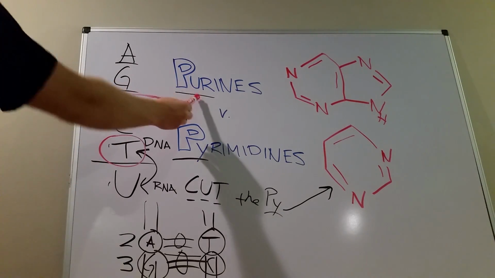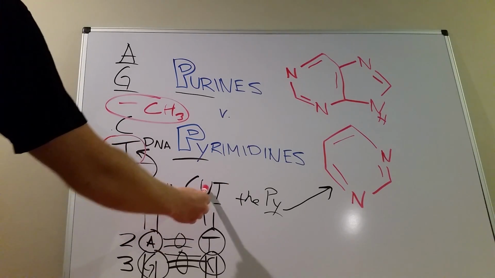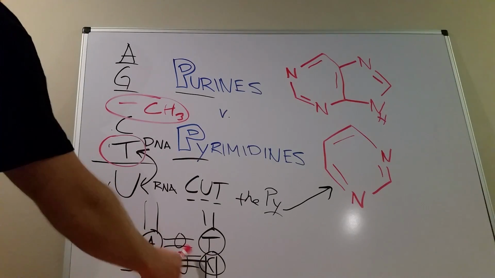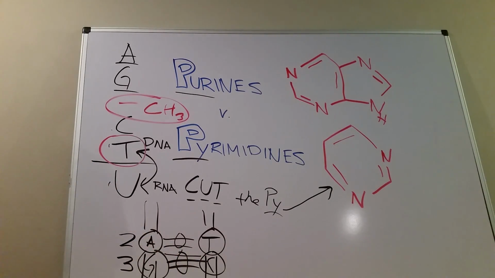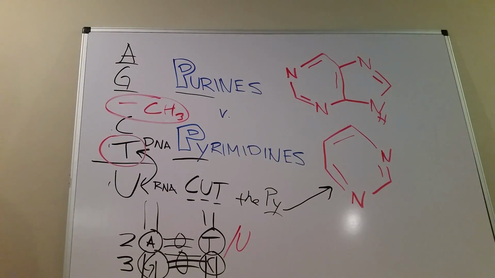So, pure as gold, cut the pi, U or uracil is for RNA, T, thymine is for DNA. GC bonds have 3 hydrogen bonds in between them, so they're stronger than AT bonds or AU bonds, which only have 2 hydrogen bonds. And that's it. You just nailed what purines, pyrimidines are, what their differences are, and why they're important.